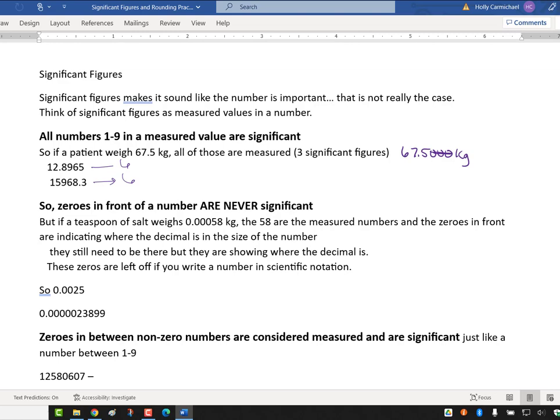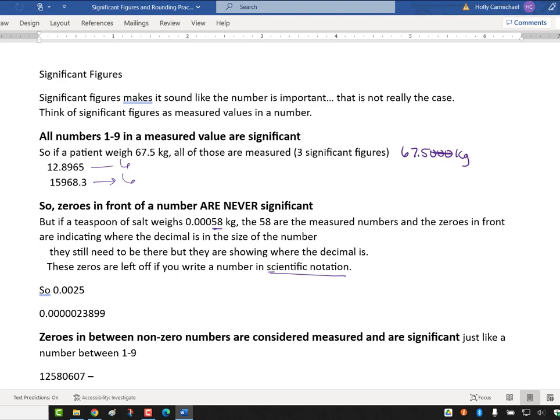So remember that zeros in front are never significant. So if I said a teaspoon of salt weighs 0.00058 kilograms, the 5 and the 8 are significant, but the zeros out front are just showing me how small that number is. And another way to think about it is if I changed this to scientific notation.